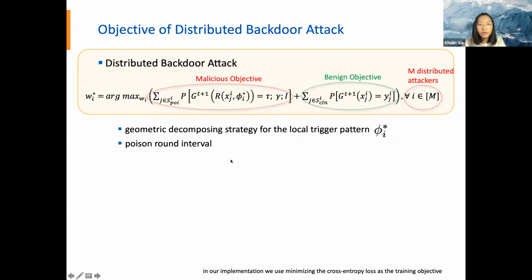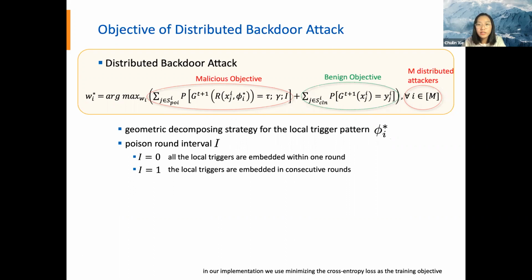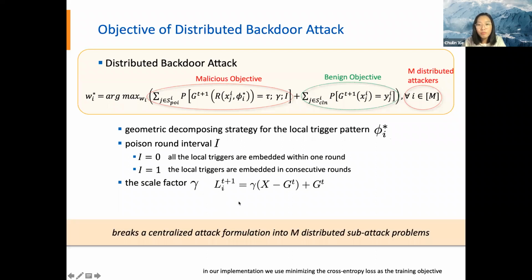The poison round interval is unique for DBA. The poison round interval is the round interval between two distributed poison steps. For example, if I equals 0, it means that all the local triggers are embedded within one round, while I equals 1 means that the local triggers are embedded in consecutive rounds. The scaling factor gamma is used to scale up the malicious update by the attacker. This novel mechanism breaks a centralized attack formulation into multiple distributed sub-attack problems.